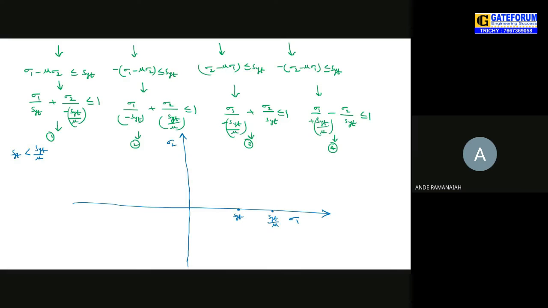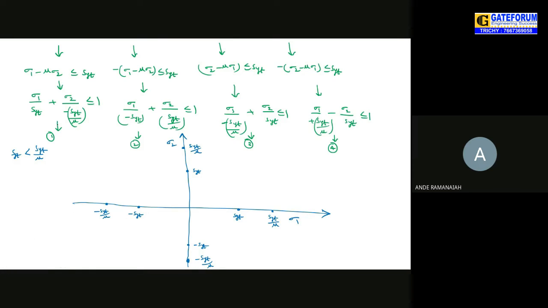So this is SYT. This is SYT by mu. And this is minus SYT. This is minus SYT by mu. And again, this is SYT. This is SYT by mu. And this is minus SYT. And this is minus SYT by mu.